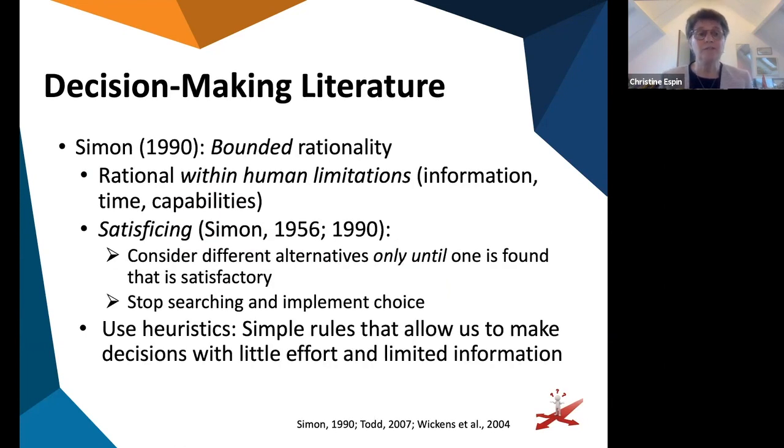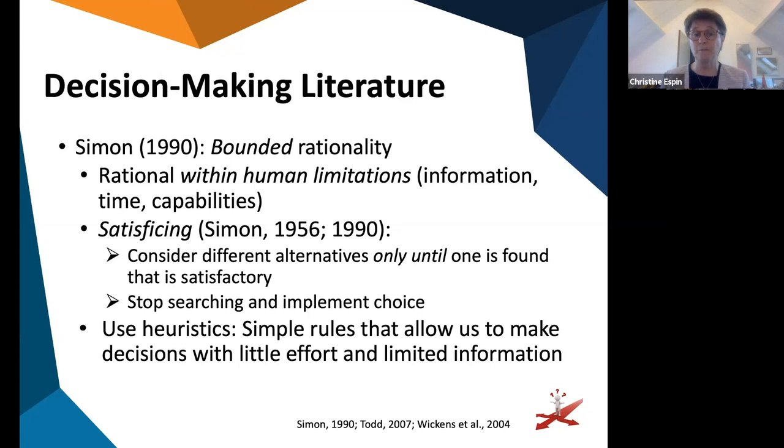Herbert Simon, who did a lot of work on decision-making, referred to human decision-making as bounded rationality. He said, well, human beings are actually rational, but within human limitations. In other words, when we're making decisions, we have a limited amount of information, we have limited time, and we have limited capabilities. For example, we can only hold so much information in our working memory at one time.